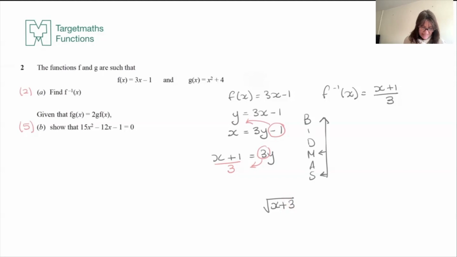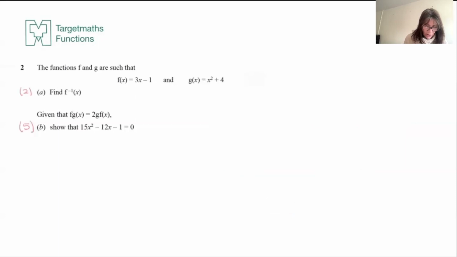All right, let's get on to the big one. We've got the function of fg(x) equaling 2gf(x). So we've got 2 composite functions and one is getting doubled. And we've got to show that as we work through the maths that this creates, it's going to give us 15x squared minus 12x minus 1. Now, there is a lot happening here. We're going to break it up and work it one thing at a time, okay?